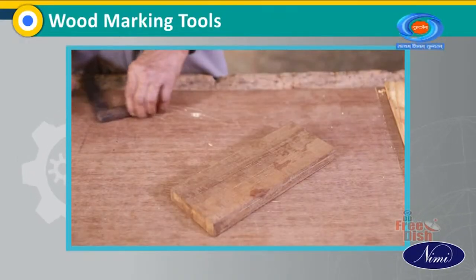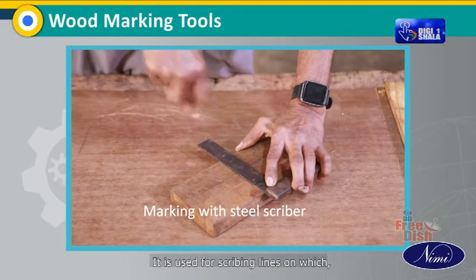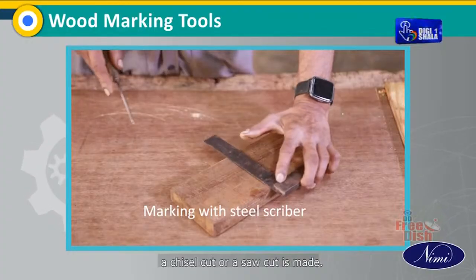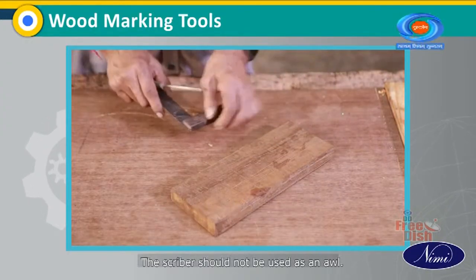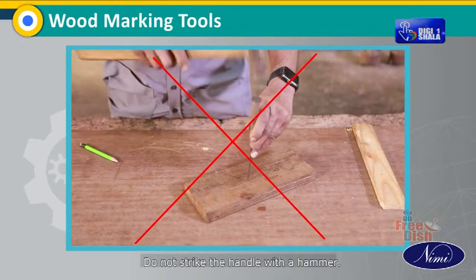Steel scriber. A steel scriber should be sharp at its point. It is used for scribing lines on which a chisel cut or a saw cut is made. The scriber should not be used as an awl. Do not strike the handle with a hammer.